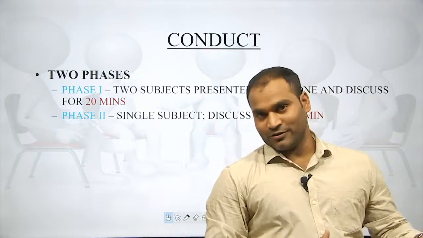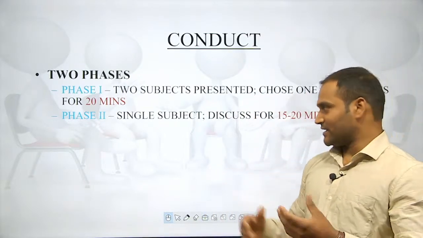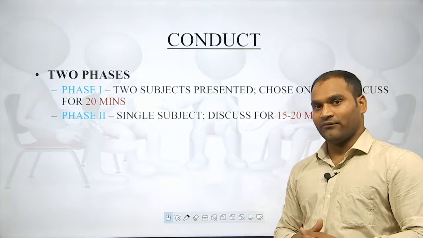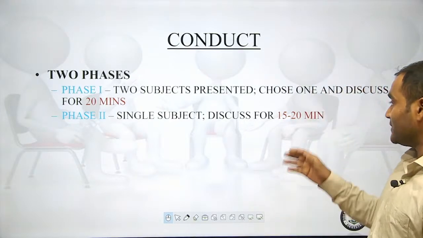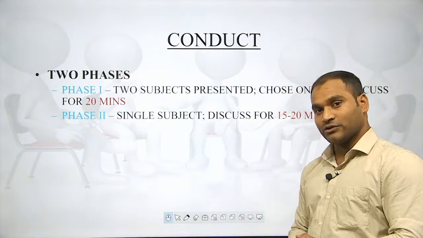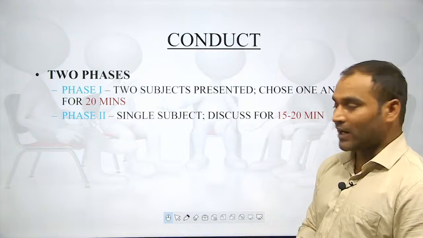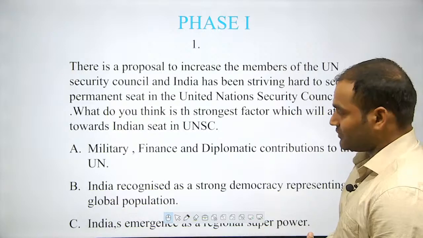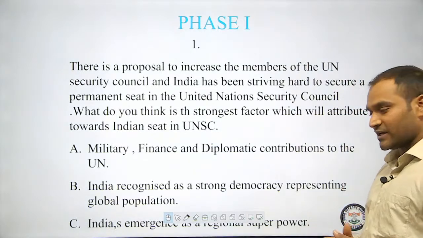They cheated, actually, because the time mentioned is 15 to 20 minutes, but they give you only 5 minutes. Here the time is 15 to 20 minutes, and exactly that much time will be given to you, so you will have enough opportunity to participate in the group discussion. Next, let's see how phase 1 is conducted and what kind of topics are given.